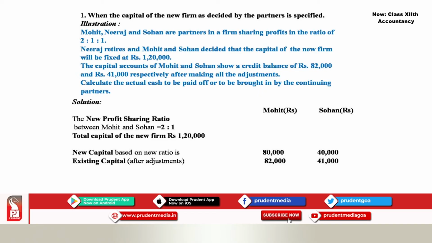And then the existing capitals are already given. I have already marked 82,000 and 41,000. Now students, you can easily identify here which capital is more. Yes, very good. The existing capital is more for both the partners, Mohit and Sohan. So when the existing capital is more, the partner has surplus money. Mohit requires only 80,000 but he has 82,000. So what is the difference? 2,000. So that is the excess amount, right?